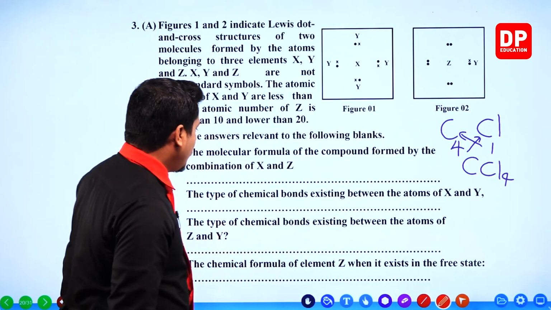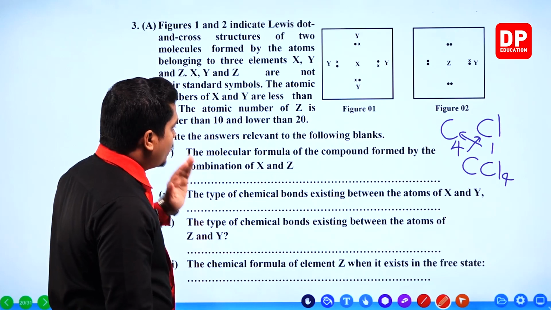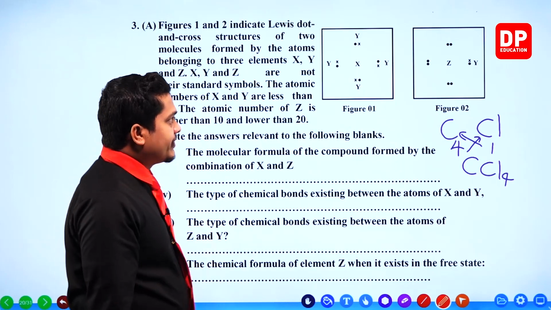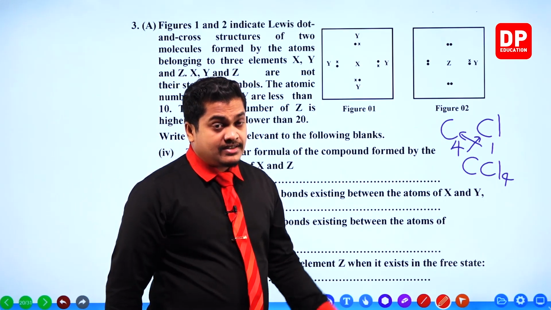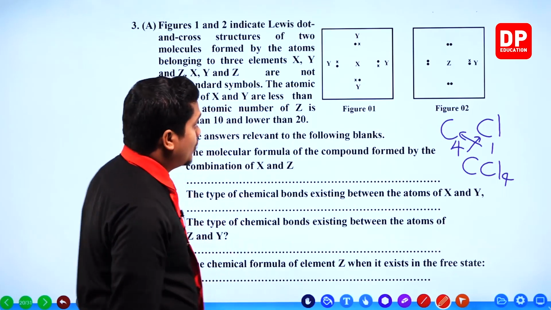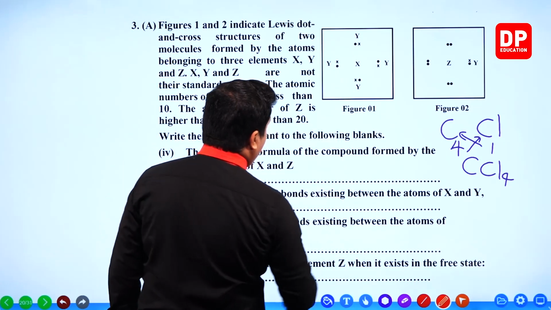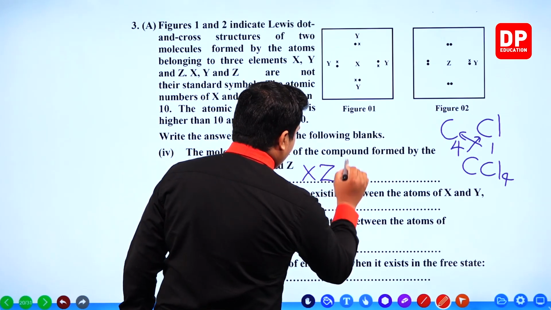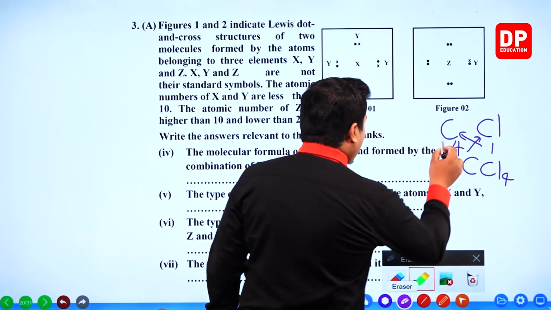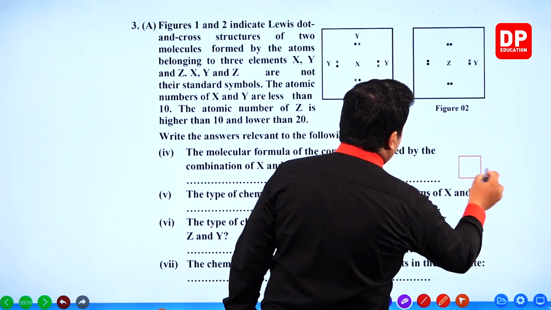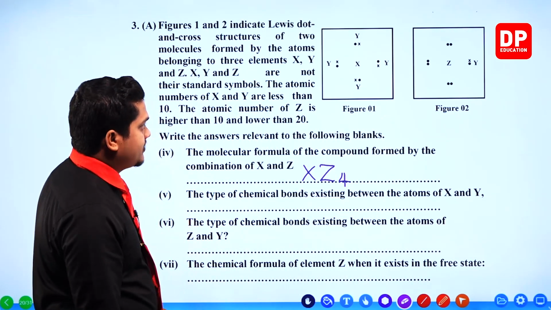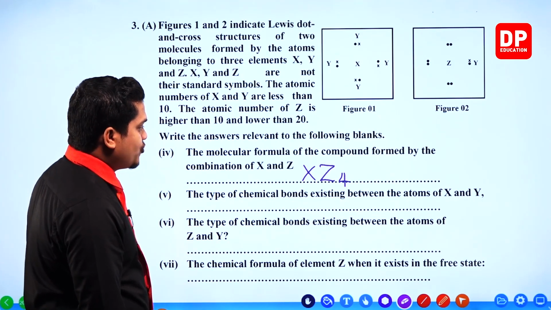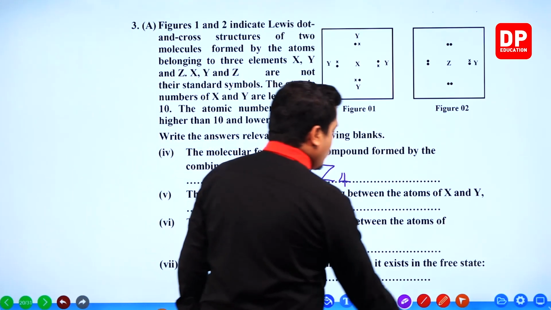But remember, the question is asking about the molecular formula of the compound formed by the combination of X and Z. So remember, you need to write down the answers by using the symbols given over here. So it should be X, then Z, then 4, right? After writing down this thing, if you want, you can include CCl4, no problem. XZ4 is the answer.